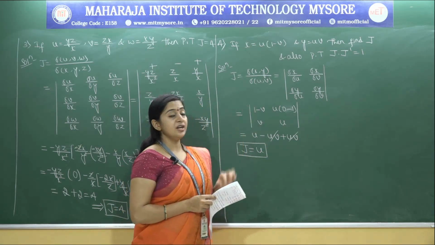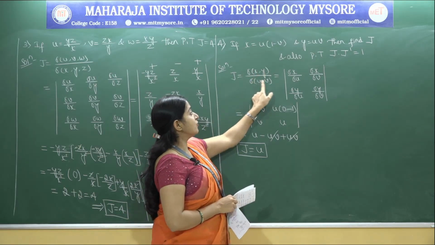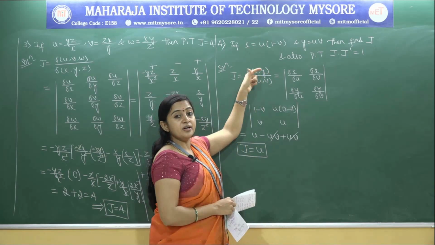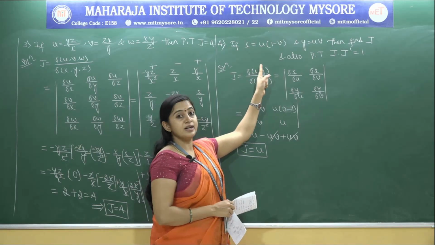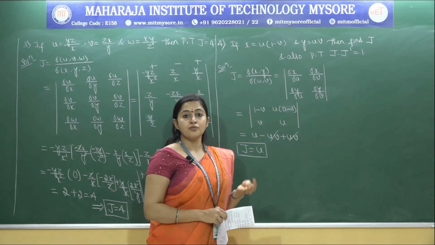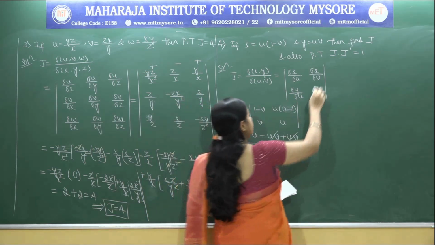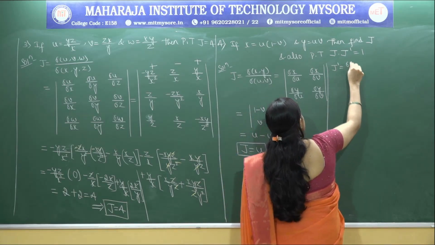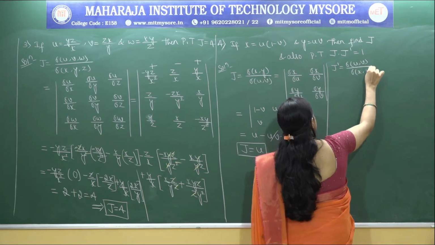Next they asked to find J dot J dash. For J equals del of xy by del of uv, J dash means you have to interchange these two. The numerator and denominator will interchange. So in the numerator we will get del uv, denominator del x comma y. Next express u, v in terms of x and y, then you have to take the differentiation, you will get the J dash. So write this step by step. The next part, I consider J dash equals del uv divided by del xy.